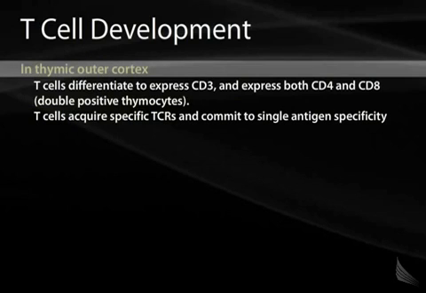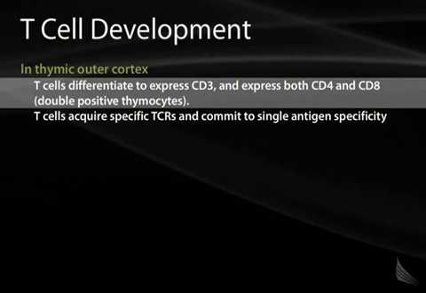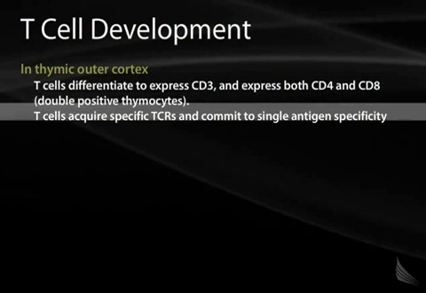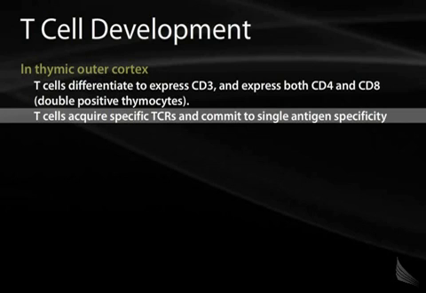While these T cells are in the thymus, their maturation will begin in the outer cortex. In the outer cortex, they differentiate to express CD3 and both CD4 and CD8, and at this point they're known as double positive thymocytes. So these initial immature T cells entering the thymus will begin to express CD3, CD4, and CD8. Then they will acquire specific T cell receptors and commit to single antigen specificity. Like the B cells, these cells will make T cell receptors that allow them to focus in on a single specific antigen.